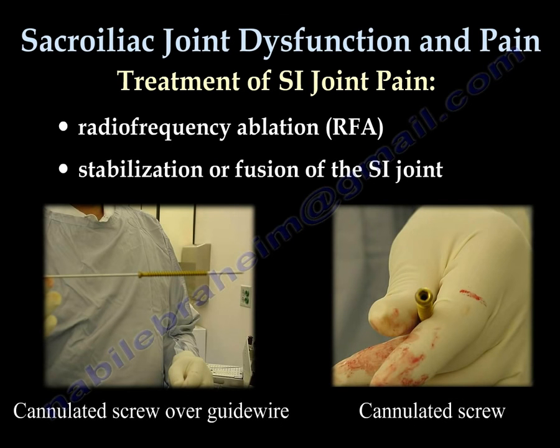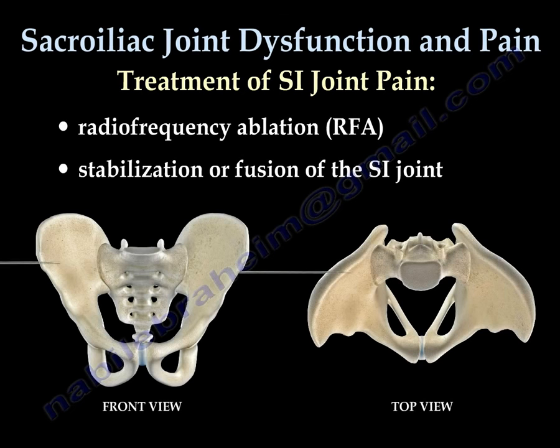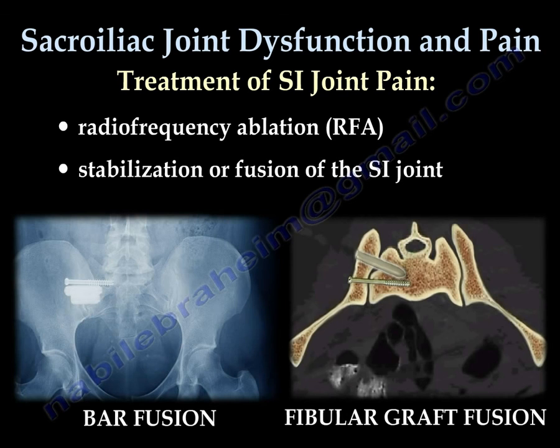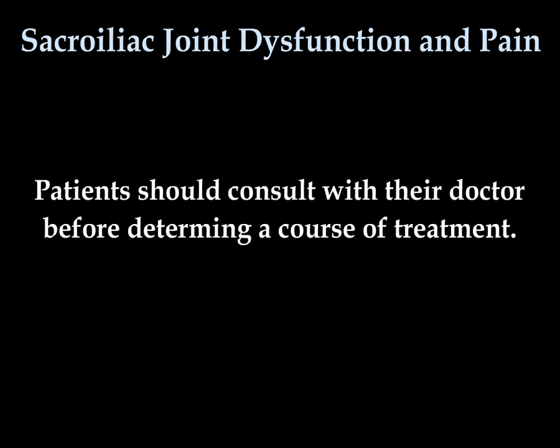Stabilization or fusion of the SI joint is the last resort for treatment of SI joint pain. Percutaneous fixation of the sacroiliac joint is achieved with proper placement of cannulated screws inserted over K-wire. Fusion is a much larger procedure and it can be done percutaneously. Patients should consult with their doctor before determining a course of treatment.